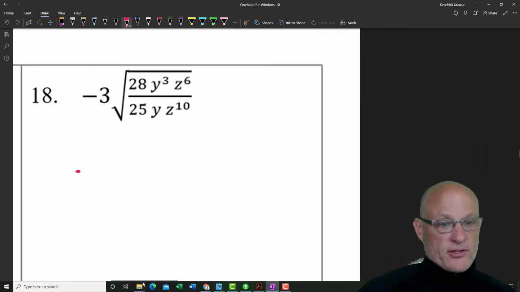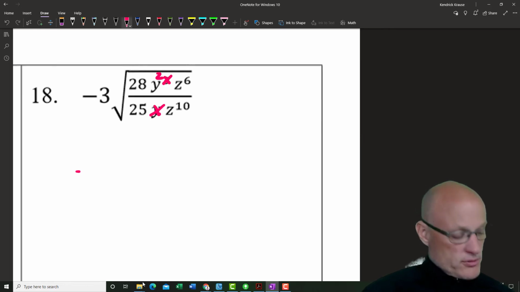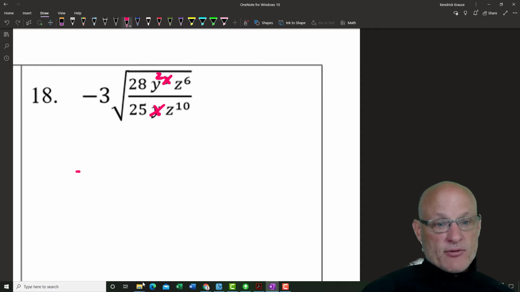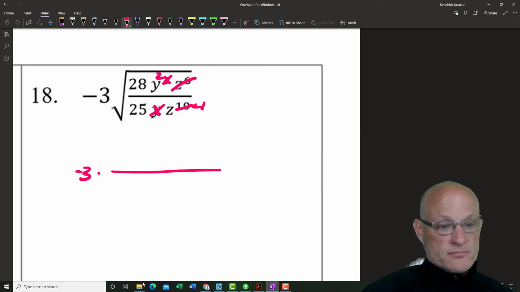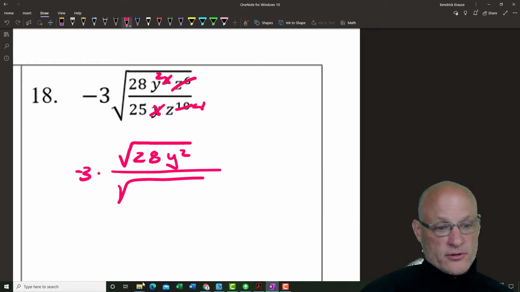All right, this one gets a little weird. Let's see. Nothing goes into 25 that goes into 28. I can get rid of one of these with one of these. That leaves me 2. I can get rid of 6 of these with 6 of these. That leaves me 4. So what I end up with is negative 3 times 28 y squared over 25 z to the 4th.